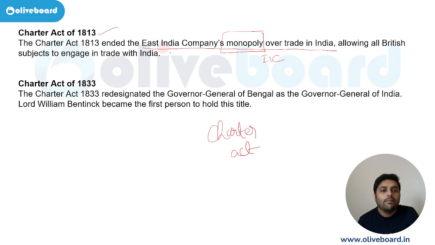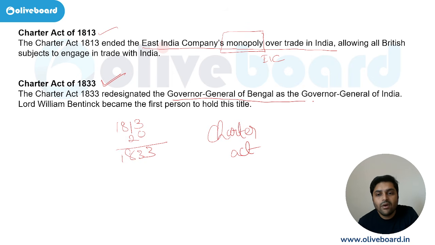Correct? Plus 20. Always do plus 20 for Charter Acts. So what do I mean by plus 20? 1813 plus 20 becomes 1833. Came the next Charter Act, 1833. It redesignated the Governor General of Bengal as Governor General of India.